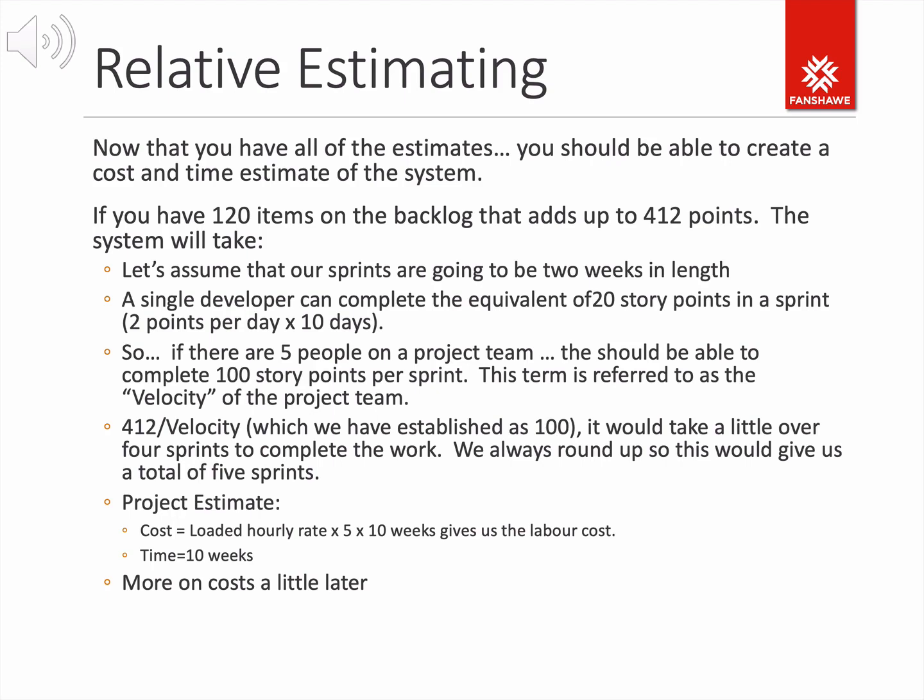So how do we then determine the total cost and time? Well, cost really becomes the loaded hourly rate, and I'll talk about that when we get to costing. So it's really the rate for each one of these developers multiplied by 5, which is the number of sprints, times 10 weeks, which gives us the labor cost.